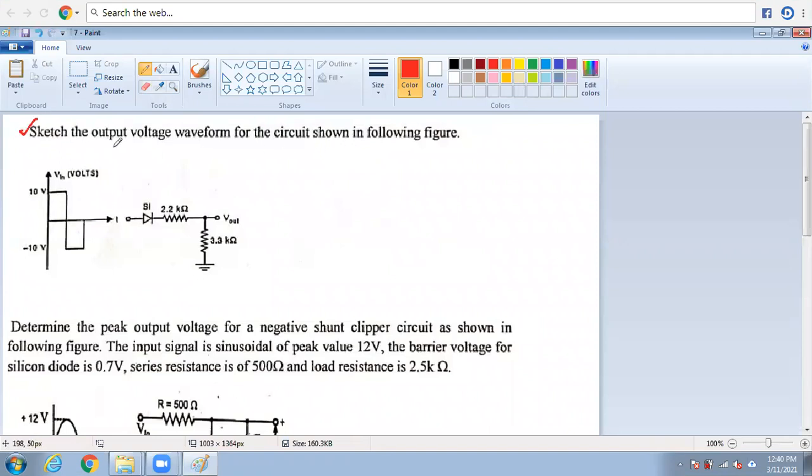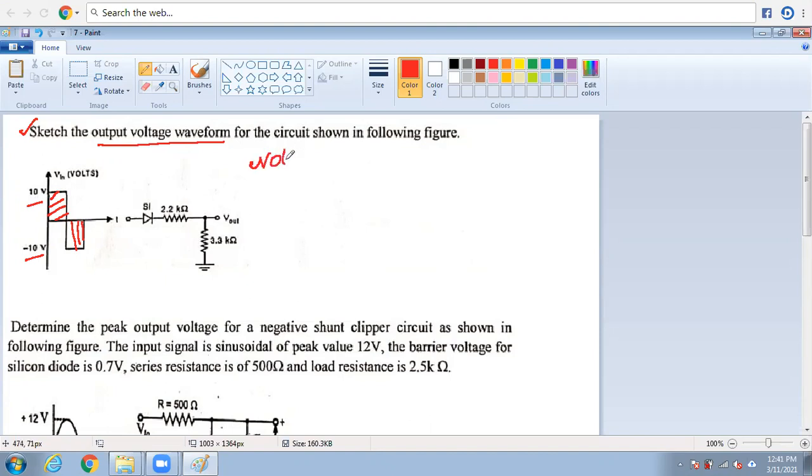Sketch the output voltage waveform of the following circuit. In the circuit, the input waveform is a square wave. The peak to peak voltage is 10 volts to minus 10 volts. Here there are two peaks, one is the positive peak, the other is the negative peak, right? So there are two conditions here, I will write them one by one.